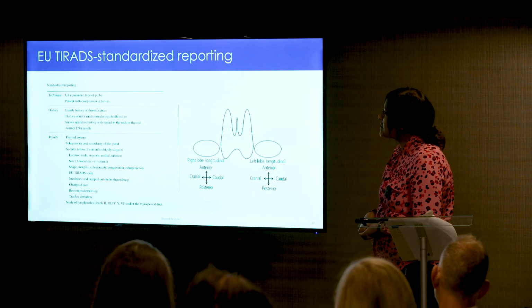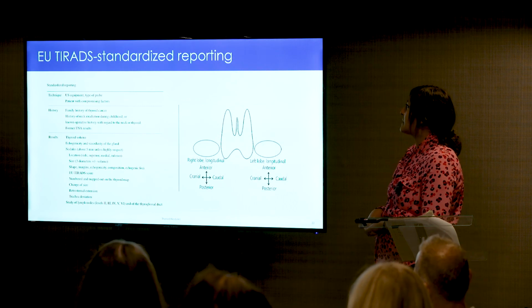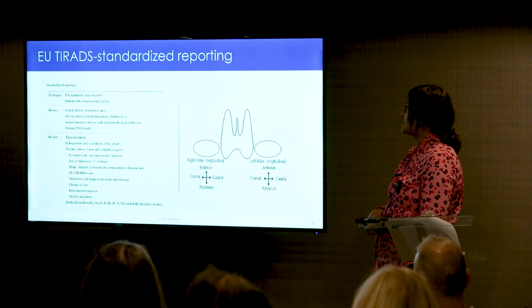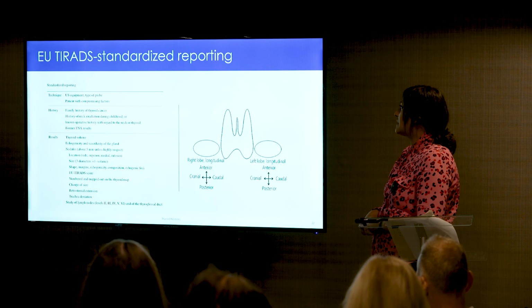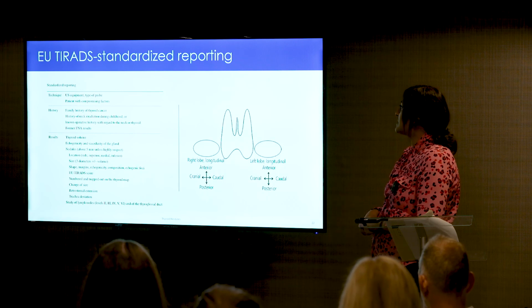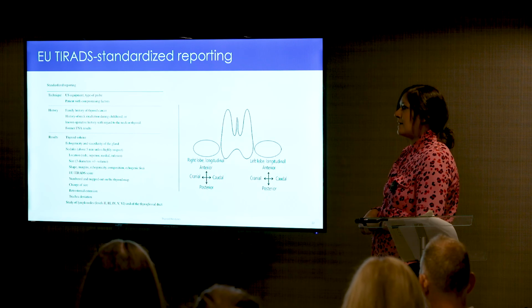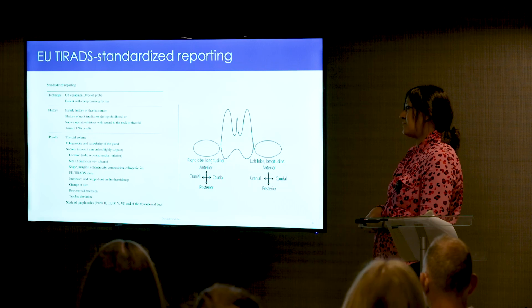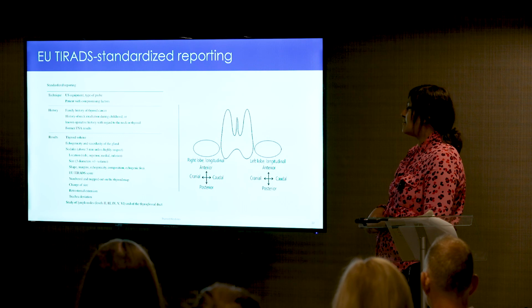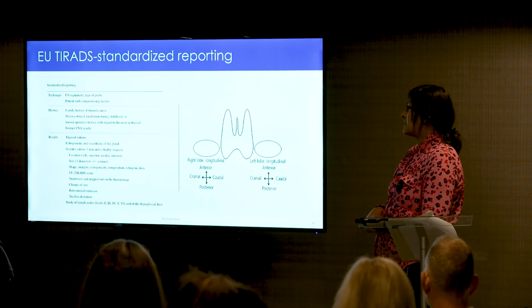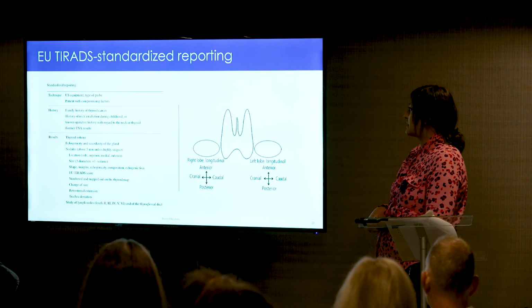So this is a recommendation that the EU TIRADS has come up with for its reporting templates. And as you can see, it's very detailed. It recommends that you state the type of ultrasound equipment and probe you use. It's recommended that you mention all the patient risk factors in your report, being a family history, any past medical or surgical history, and also any previous FNA results.